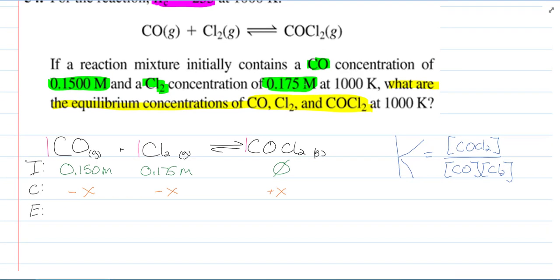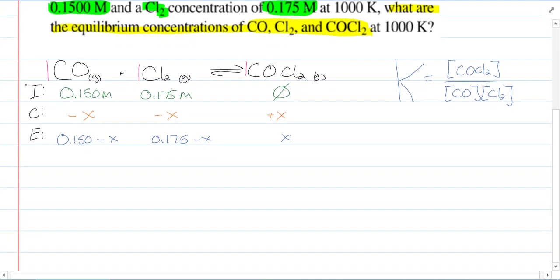So that means at equilibrium here, I have 0.150 molar minus x, 0.175 molar minus x, and x molar. So now we're going to plug this into K. My value of K is 255 equals x divided by 0.150 minus x and 0.175 minus x.